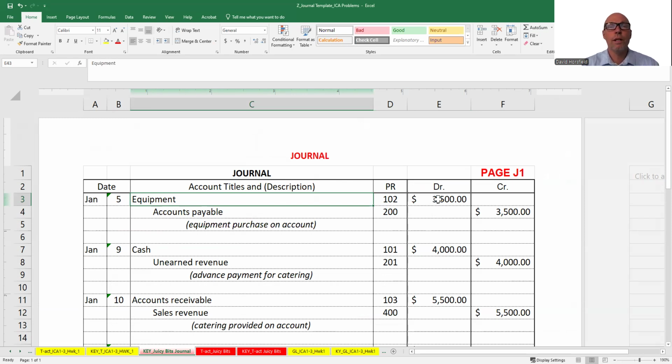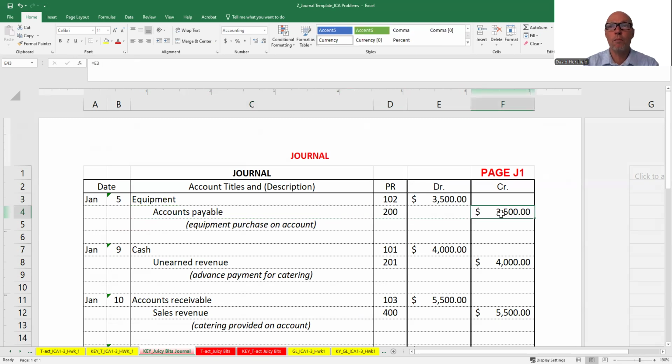So in order to build out the T accounts, the very first line item is we're going to find equipment. Using this example, we would find equipment on the T account page, date January 5, debit dollar value 3,500. Then for the next one, we go to the T account for accounts payable, dated January 5, and we would write $3,500 in the credit column. So we just go top to bottom in the traditional journal.